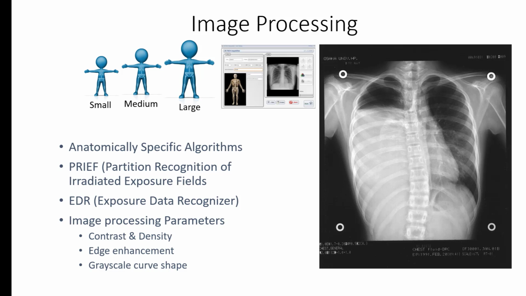When we talk about image selection by anatomy, what we're talking about is selecting the exposure factors based upon the anatomy that we are imaging. And we have some modifications to that, such as small, medium, and large. These are anatomically specific algorithms. It is a PA chest, lateral chest, oblique chest. Each one has a different lookup table to get the contrast and densities that we're looking for.